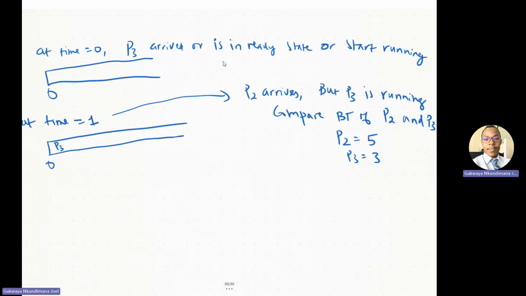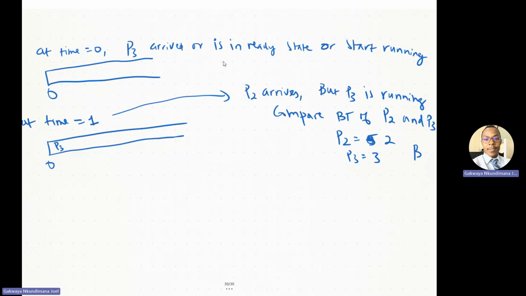Yes. Is it correct, right? We check once again. The burst time of P2 is not 5. The burst time of P2 is 2. Since it is 2, what do you do here? You are going to consider P2 now.